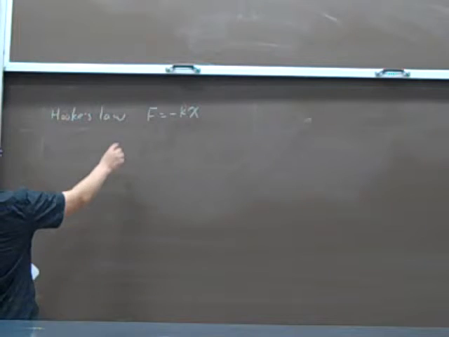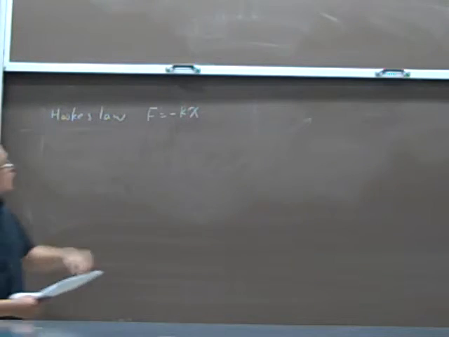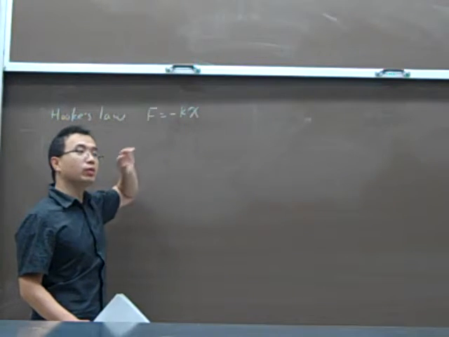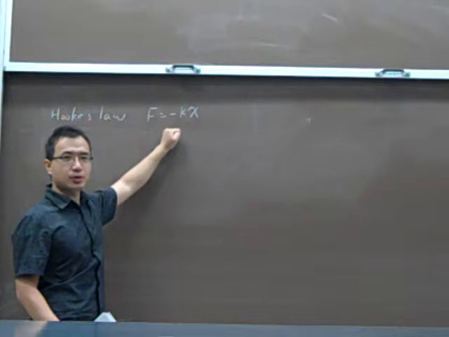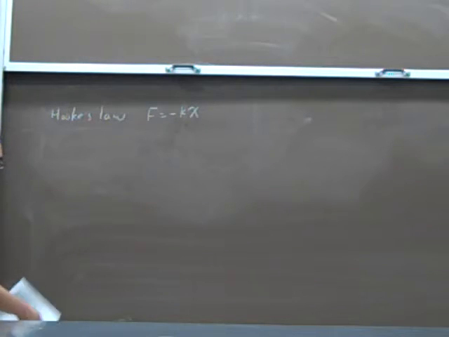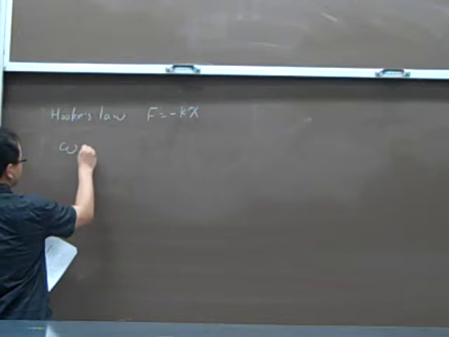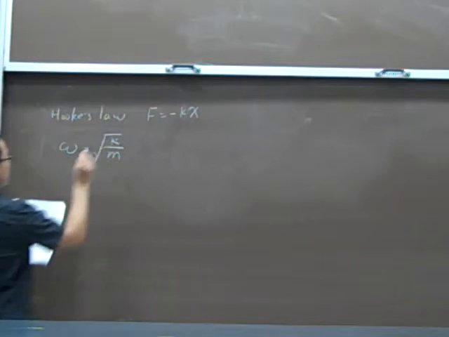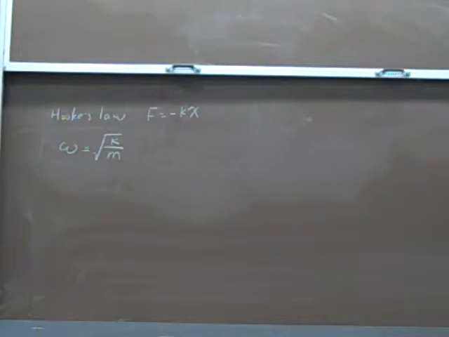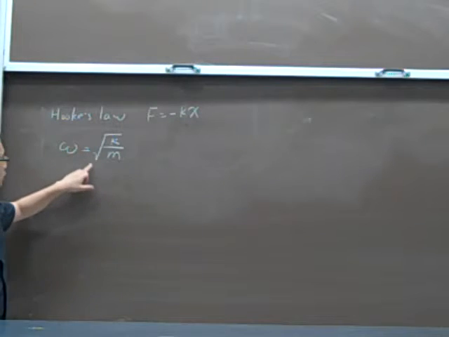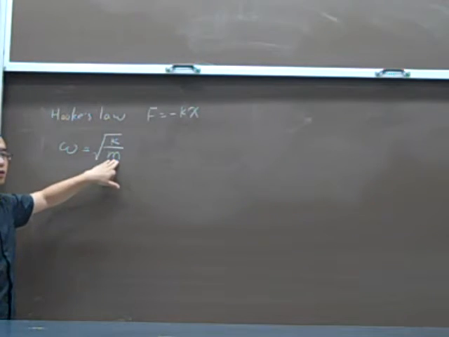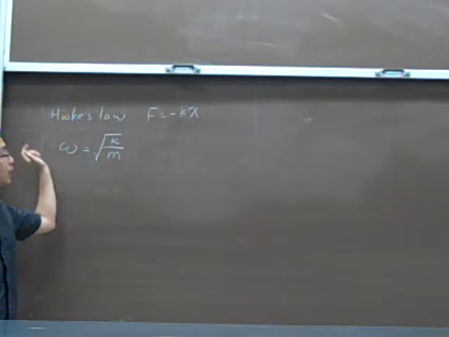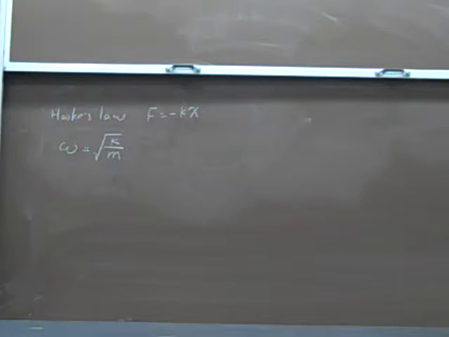For us, we will only consider the oscillation of the spring system. So if you know this k, you can calculate omega. The angular frequency equals the square root of k over m. So if you know k and mass, you can calculate omega. Or if you know omega, you can go back and calculate either k or mass.